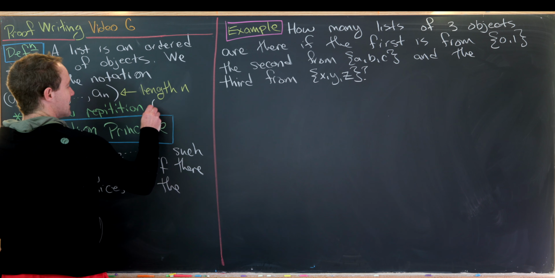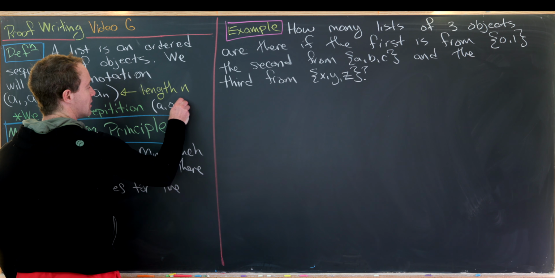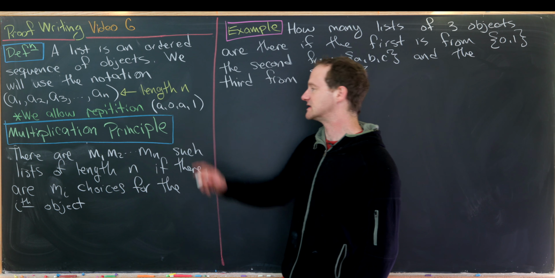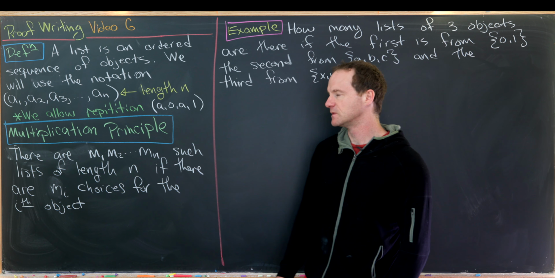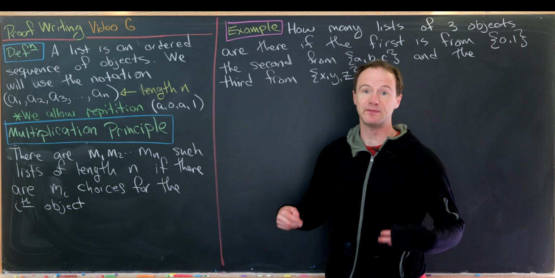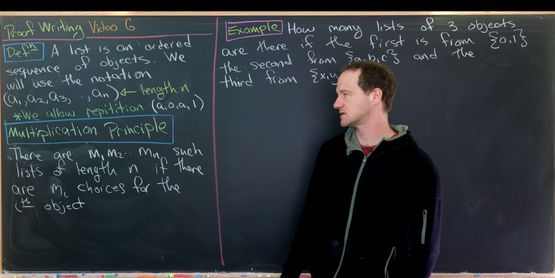So for example, the list (A, A) is allowed. That repeats A two times. Now this is in stark contrast to sets. You don't have repeats of the same elements in sets.